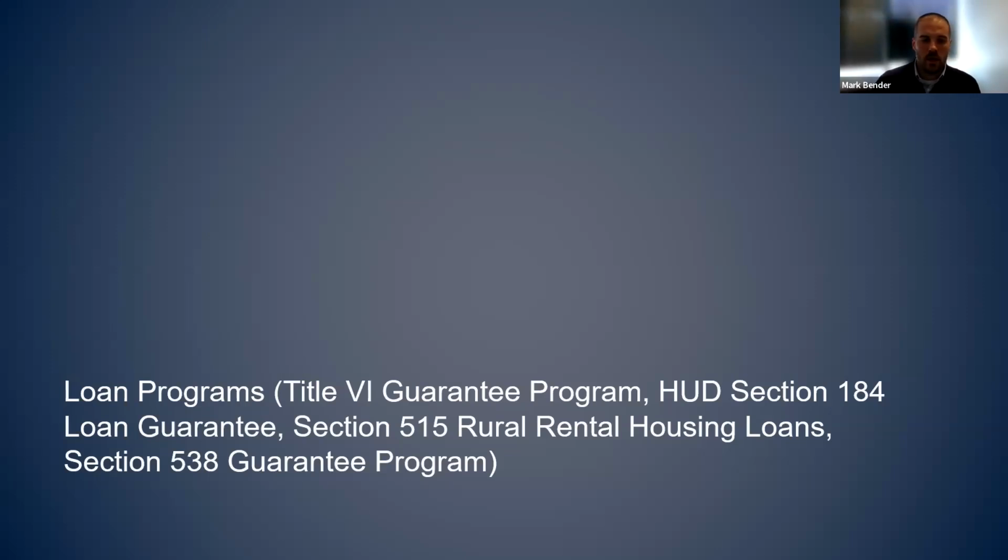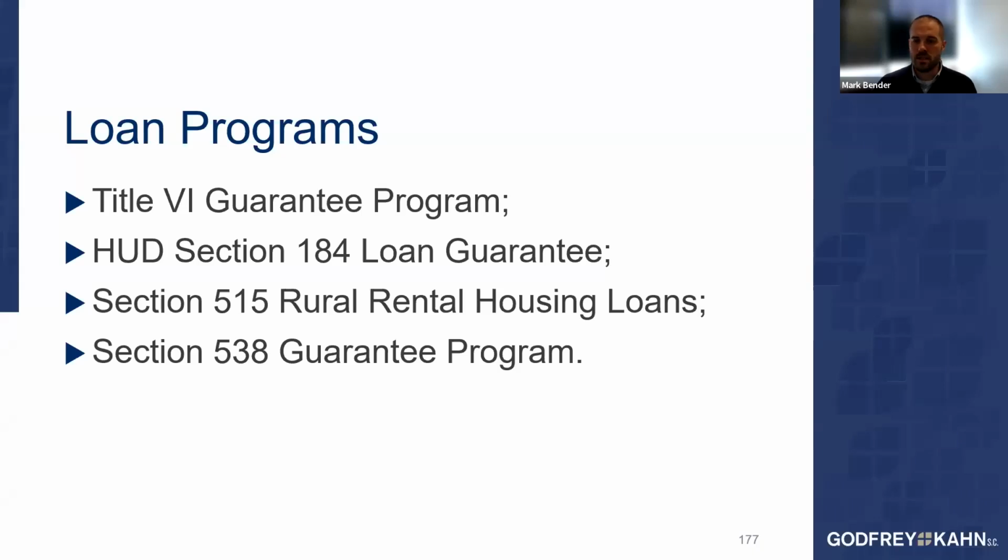Okay, so next we'll talk through some loan programs. Some of these we've touched on briefly before, and John kind of summarized that earlier. We'll be discussing the Title VI Guarantee Program, the HUD Section 184 Loan Guarantee Program, Section 515 Rural Rental Housing Loans, and the Section 538 Multifamily Housing Guarantee Program.